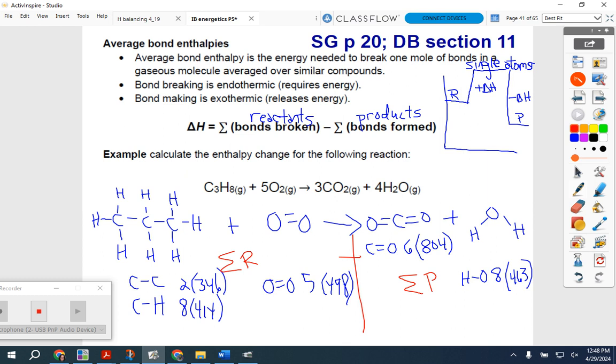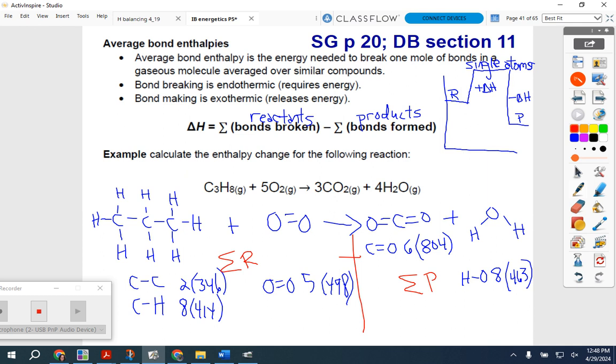Sometimes you can check yourself based on what type of reaction it is. This is a combustion reaction. What should the final sign of my delta H be? Negative or positive? Negative, because a combustion reaction releases energy. So if I don't end up with a negative delta H, then I did something wrong. Okay? You're not always going to be able to tell.